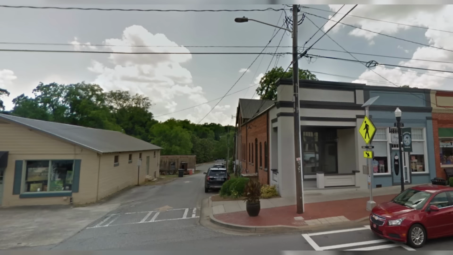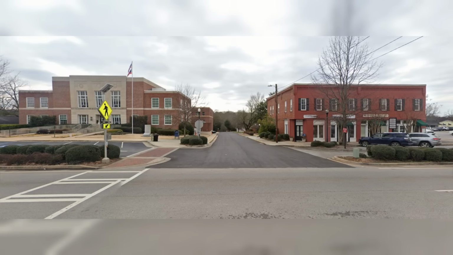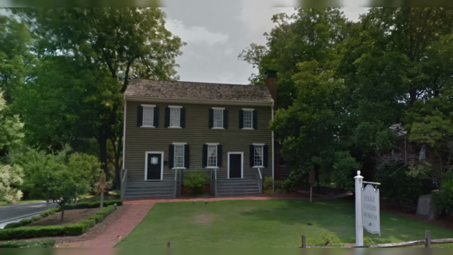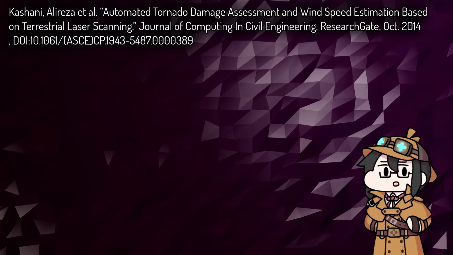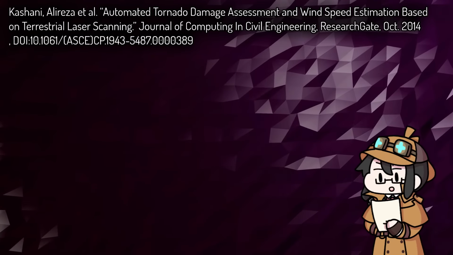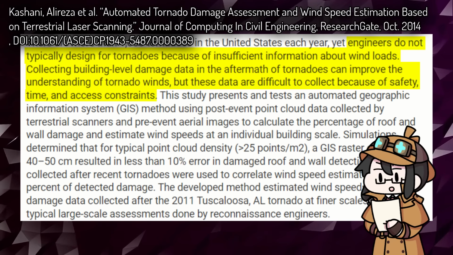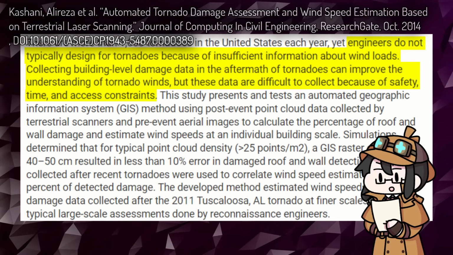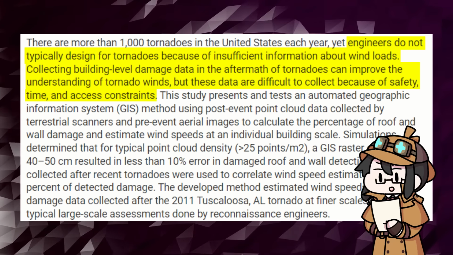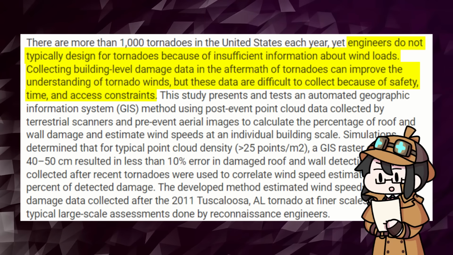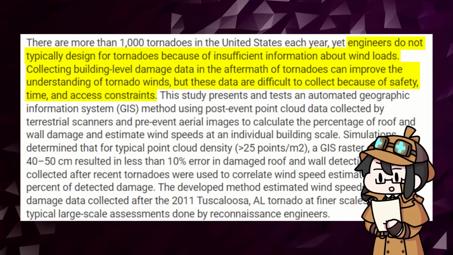A vast majority of the buildings in the Deep South are very old, dating back to sometime in the mid-1900s, with some houses being around for even longer. But even with newer structures built in the 1980s and onward, studies claim that engineers aren't designing some structures with higher-end tornadoes in mind, due to a lack of wind load data that needs to be collected after a tornado has occurred to actually construct buildings that would withstand extreme wind speeds from tornadoes.